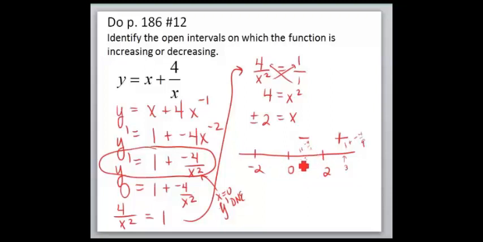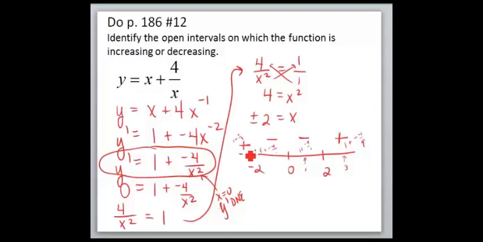If I try negative 1, I have 1 plus negative 4 over negative 1 squared, which is 1 plus negative 4. So I still have a negative value here. And then if I try negative 3, I have 1 plus 4 over negative 9, which would be another positive value. So that means the slopes of the tangent lines are all increasing here.